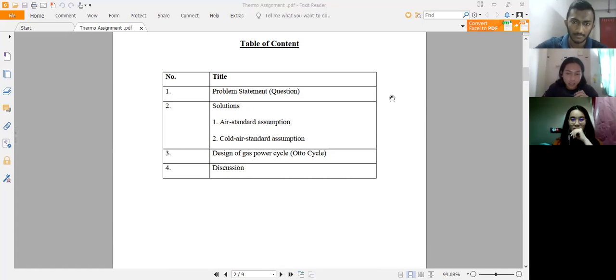Okay, before we start, this is our table of content. There are 4 main contents. The first is problem statement. The second is solution for air standard assumption and cold air standard assumption. The third one is design of gas power cycle, which is Otto cycle. And lastly is discussion.